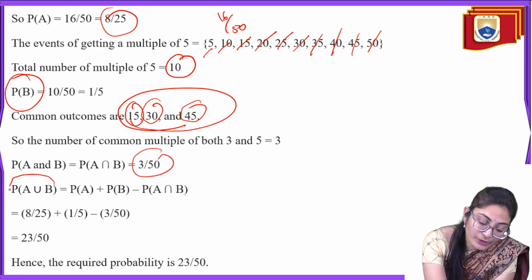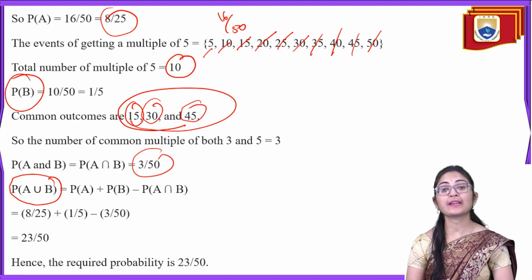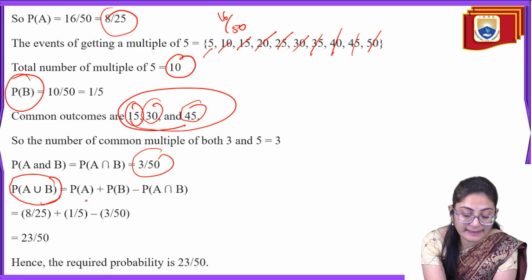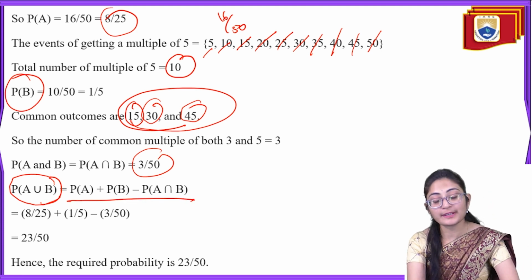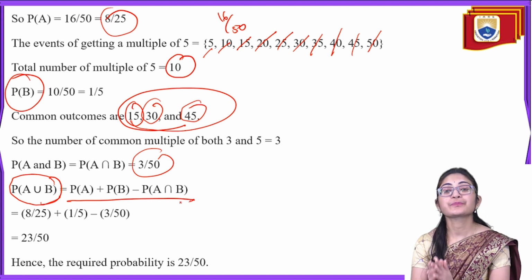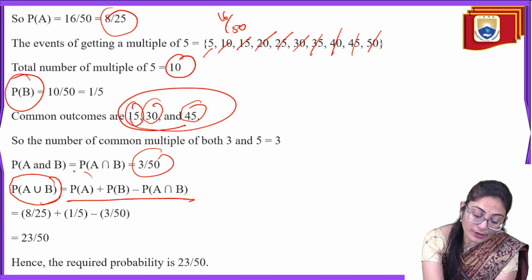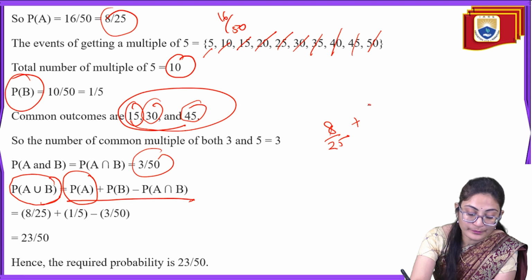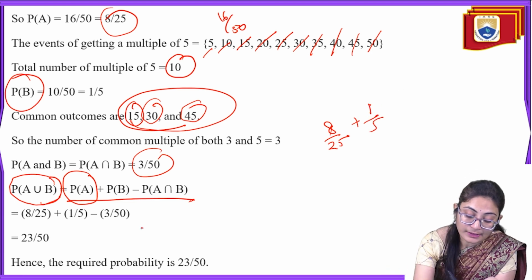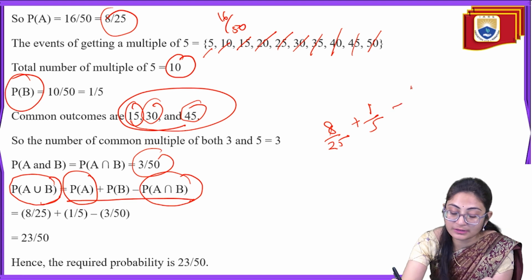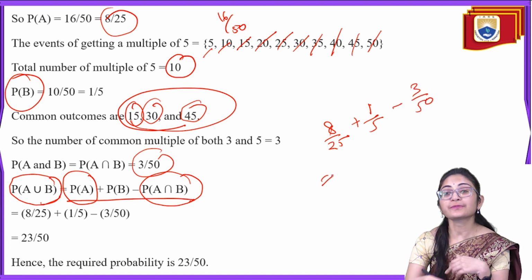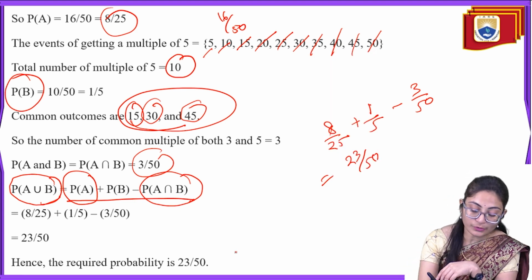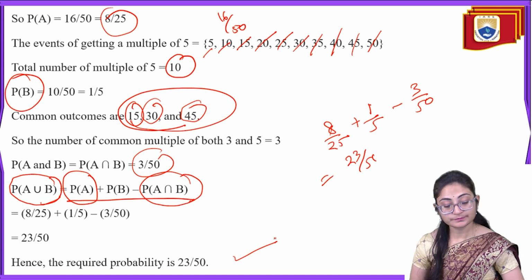Then here we have to find out probability of A union B. Probability of A union B, or we can say A or B, is equal to P of A plus P of B minus P of A and B. We got the probability of A value, that is 8 by 25. Probability of B we got 1 by 5, and probability of A and B we got 3 by 50. Now after solving we will get 23 by 50. So this is the required probability.